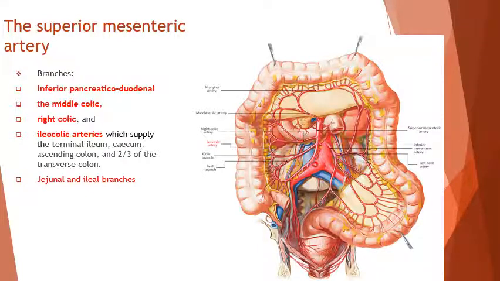Now these four arteries arise from the right side of the superior mesenteric artery, and the jejunal and ileal branches arise from the left side of the superior mesenteric artery. These are the jejunal and the ileal branches. They will supply the small intestine, the jejunum and the ileum. These are not shown here, but they will arise from the left side here.